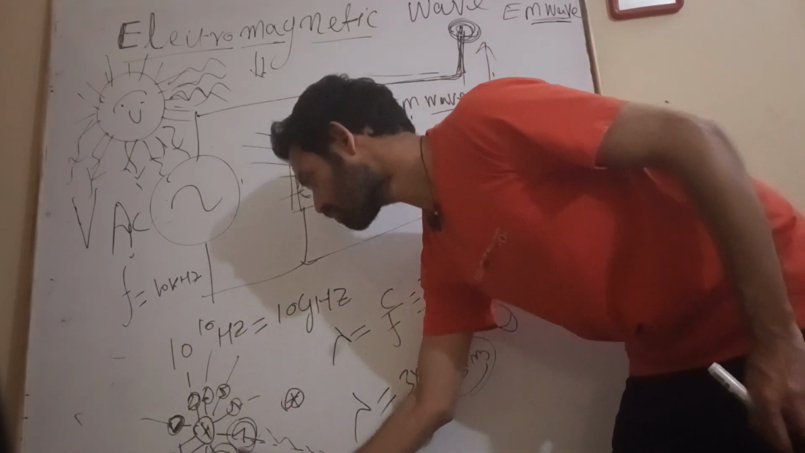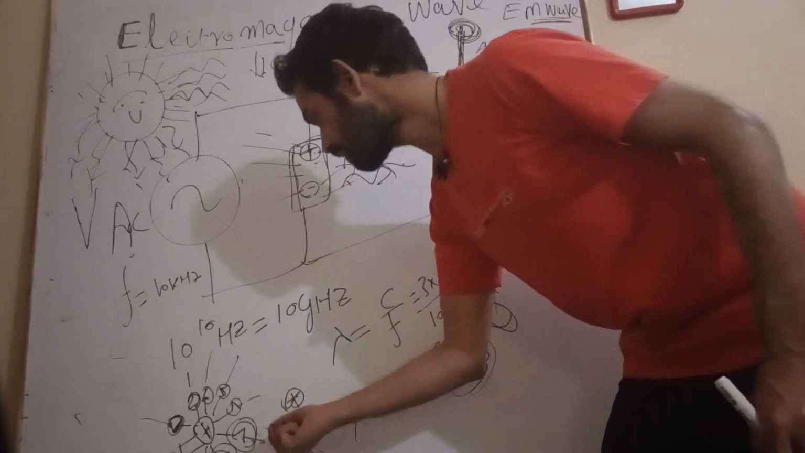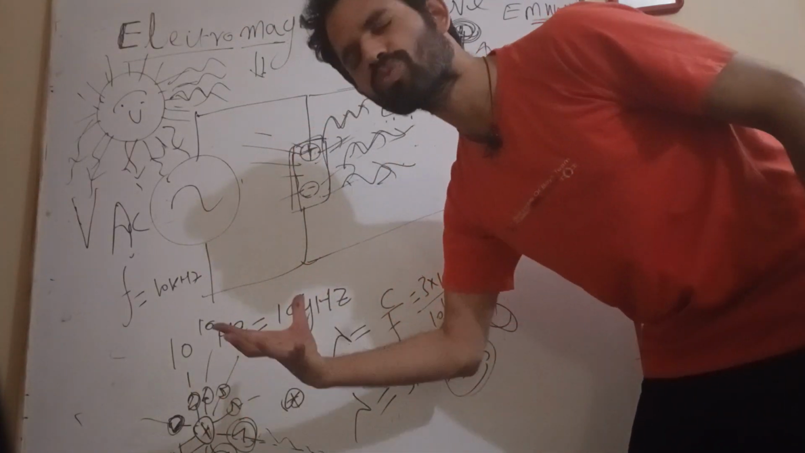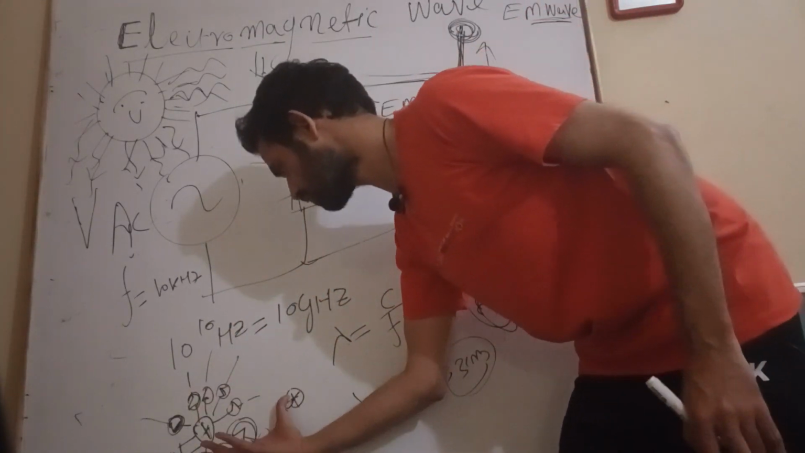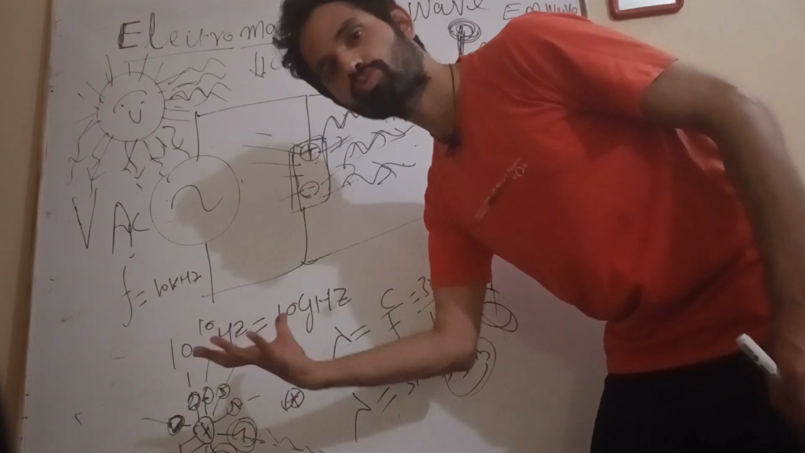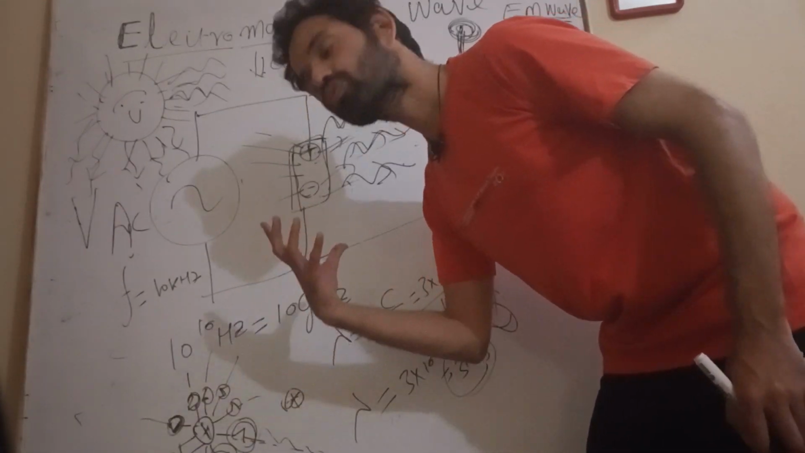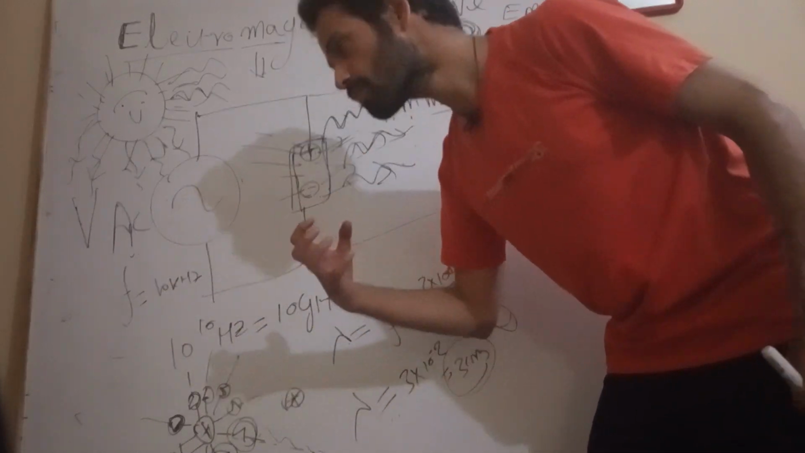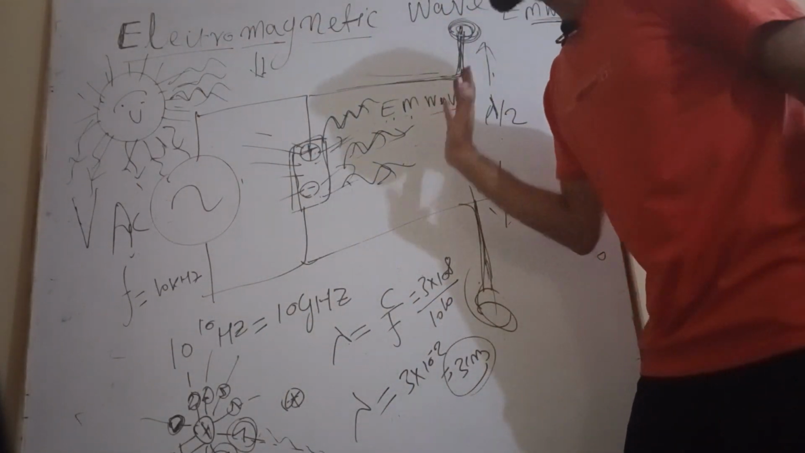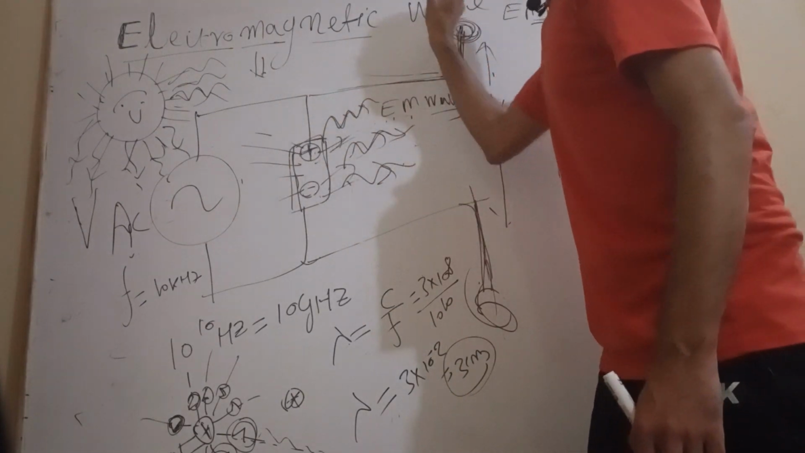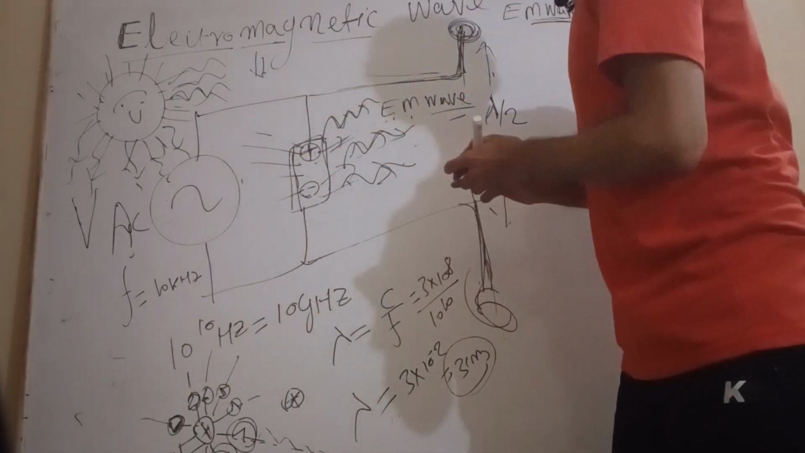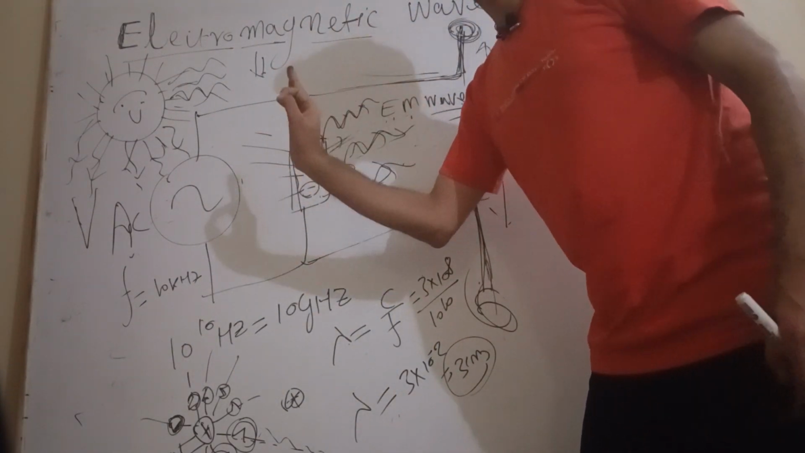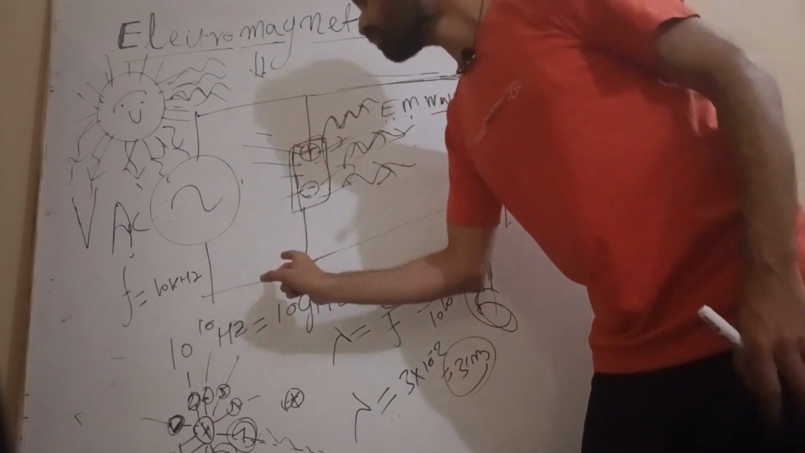That disturbance is nothing but energy in the form of some information. If you want to send some information to someone, your information is nothing but that disturbance. That disturbance is carried by the electromagnetic wave throughout space, traveling at the speed of light, which means 300 lakh kilometers per second.